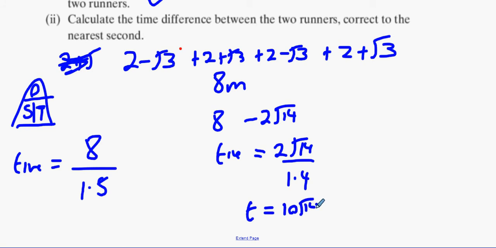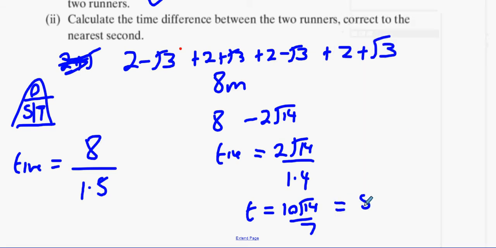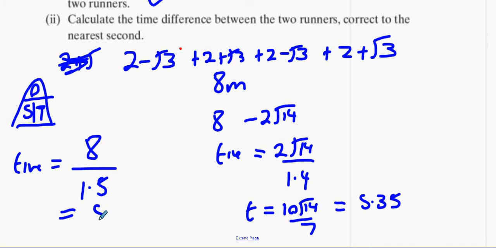To the nearest second. Oh, never mind, so decimals. 5.35, just for a second. And what about the first one? 8 divided by 1.5 is 16/3, which is 5.333. Wow, that's pretty close, isn't it?